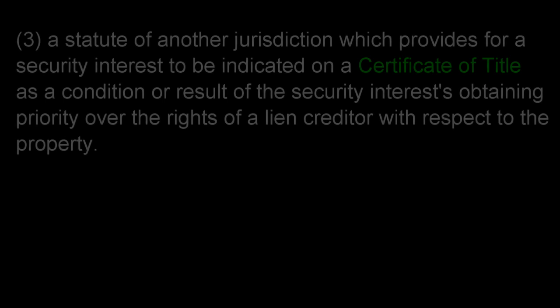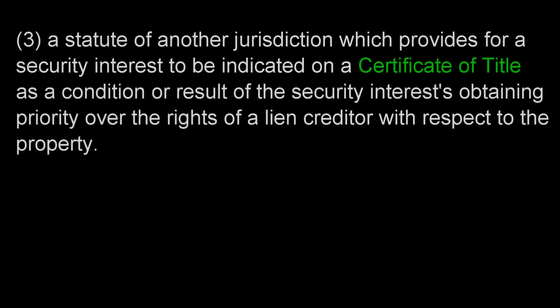So here we're introduced to the non-UCC, right? And so they're talking about automobiles, trailers, mobile homes, boats, farm tractors, or the like, all right, where these could be in a non-UCC filing, okay? Now, number three, a statute of another jurisdiction which provides for a security interest to be indicated on a certificate of title as a condition or result of the security interest obtaining priority over the rights of a lien creditor with respect to the property. So let's take a look at that again. A statute of another jurisdiction which provides for security interest to be indicated on a certificate of title as a condition or result of the security interest obtaining priority over the rights of a lien creditor with respect to the property.